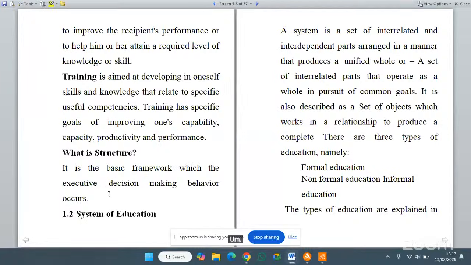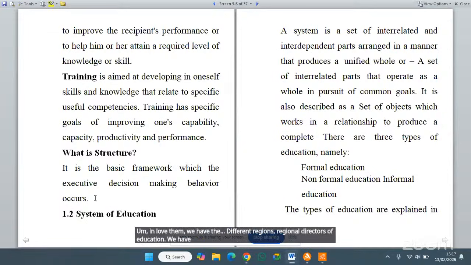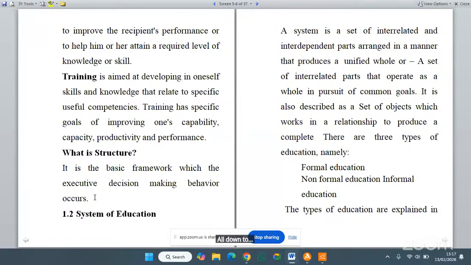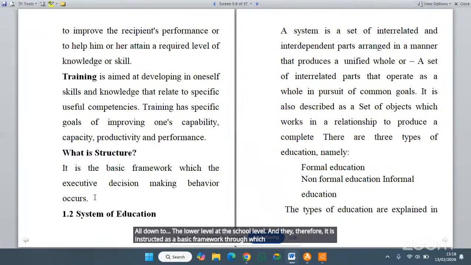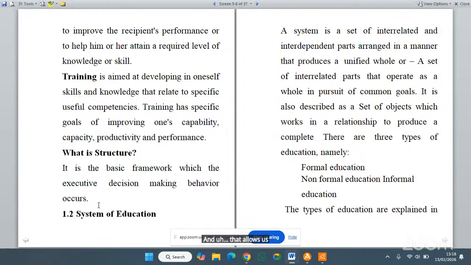Below them, we have the different regions, regional directors of education. We have the county directors of education below them, sub-county directors of education, all down to the lower level at the school level. And therefore it is structured as a basic framework through which decisions are made. And that allows us to look at the second aspect of our lecture today on system of education.